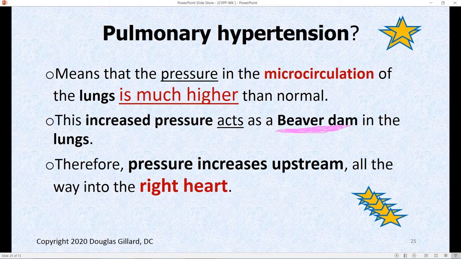It could be the pulmonary valve. You could have a tumor. I'm just going to go downstream and through the pipes. You could have a tumor in your pulmonary trunk acting as a beaver dam. That's going to raise the pressure upstream. What's upstream of the pulmonary trunk? Well, think of your anatomy, go backwards. The right ventricle, pressure will rise. Then the right atrium, pressure will rise. I mean, it could even rise all the way down to the feet, could back up that far if the beaver dam is significant enough.